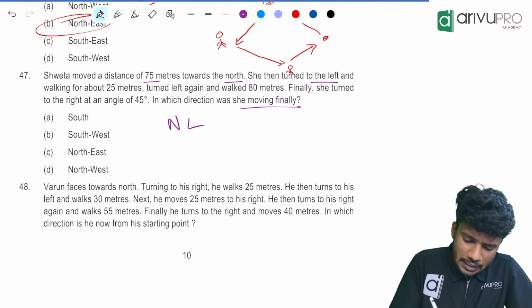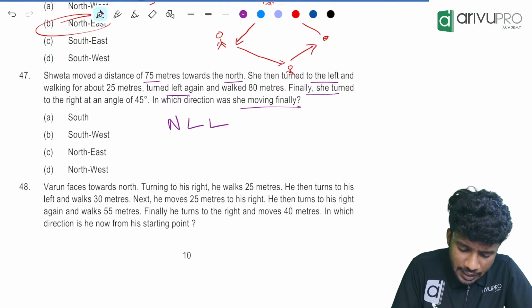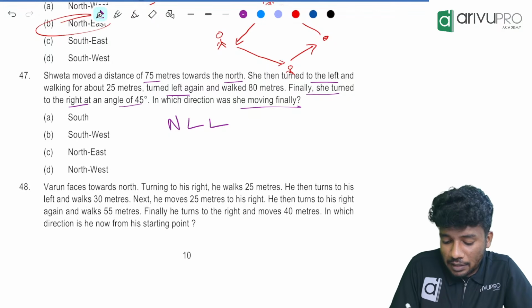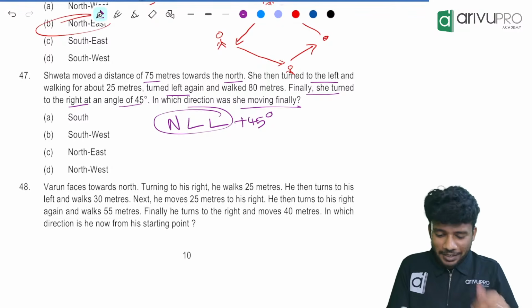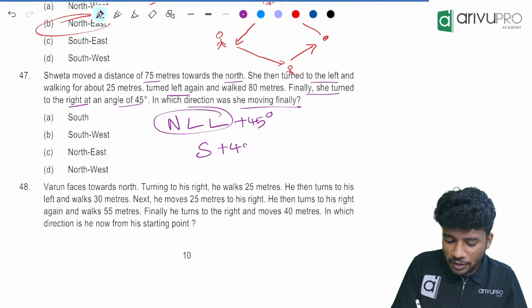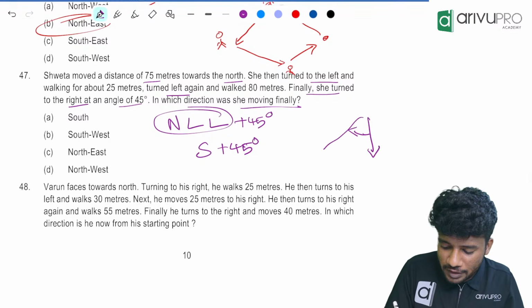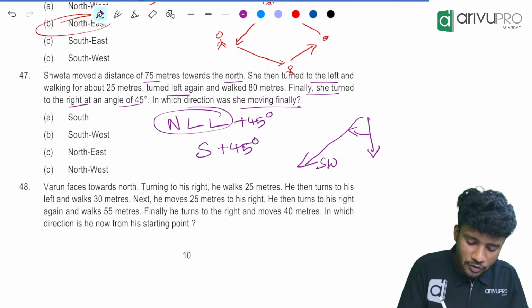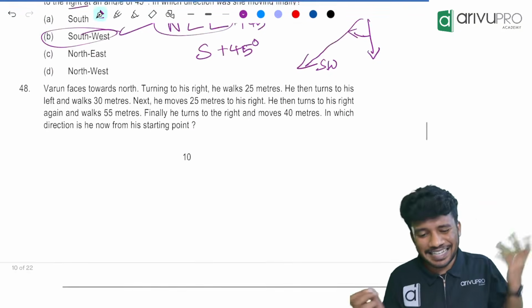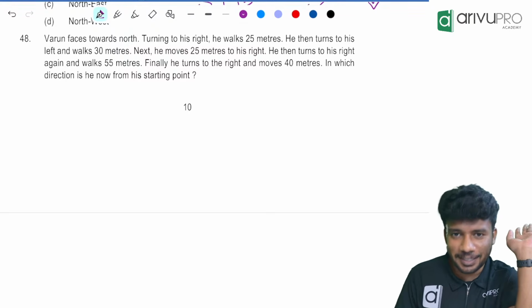Okay. Then again she took a left turn. Then finally she turned at an angle of right, 45 degree plus 45 degree. People, north left will become what? South. South plus 45 degree. People, south is this direction, right? Clockwise 45 degree she moved. Which direction is it? Southwest direction. Which option is the answer? Option B. Easy question. One of the easy questions, and you can expect this type of question in the exam hall.